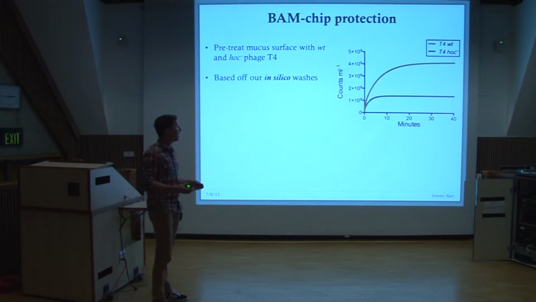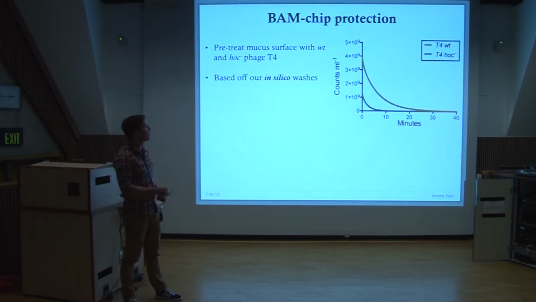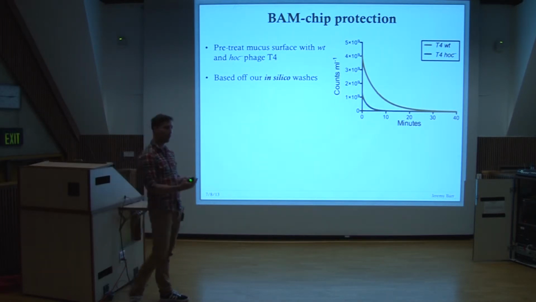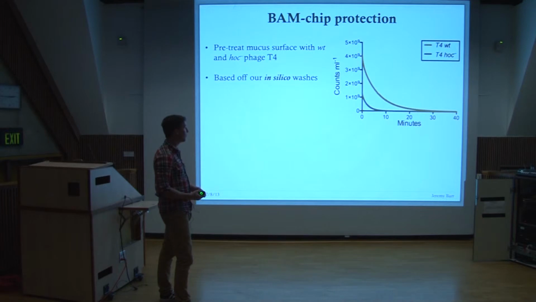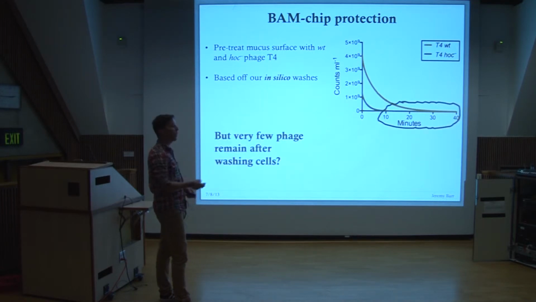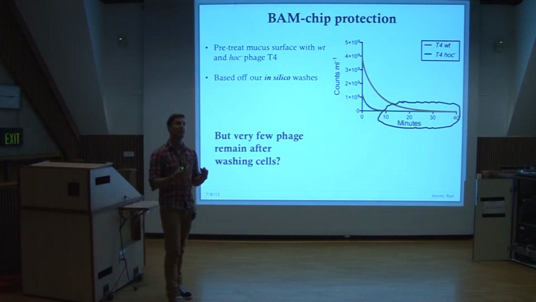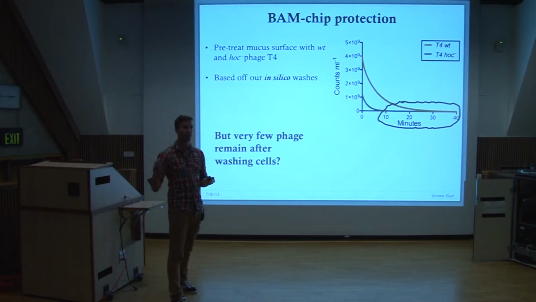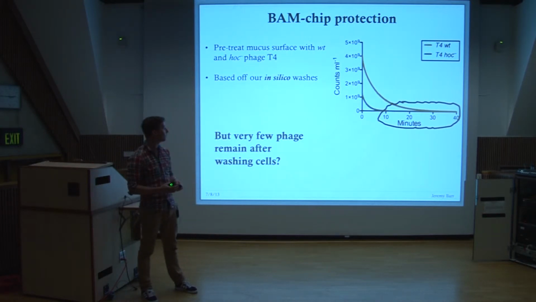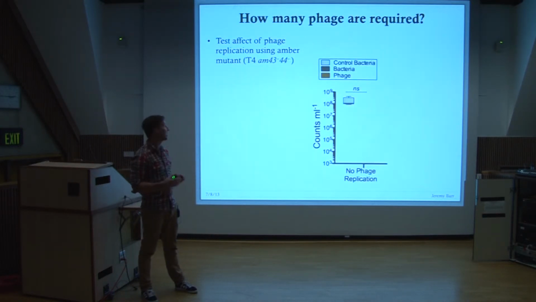And then, based off our in silico washes, we wanted to wash out these phage. However, from both our modeling results and some of our preliminary experimental results, we were noticing that we had very, very few phage actually maintaining within these mucosal surfaces over time. And so it raises the point, well, how can we mediate these protective effects if we're washing out such a large percentage of these phage? And it turns out that we somewhat answered this question.